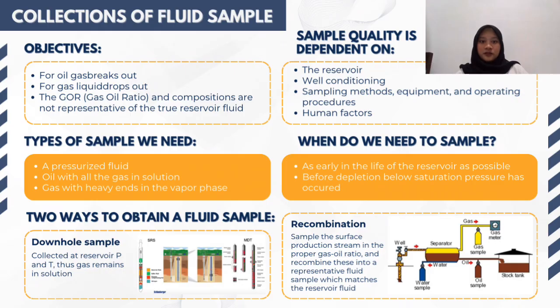Next, the quality of the obtained sample depends on several factors, such as: one, reservoir conditions. Pressure, temperature, and fluid properties in the reservoir affect sample quality. Two, well conditioning. The well must be conditioned to avoid contamination from the drilling fluids or previous production. Three, sampling methods, equipment, and procedures.